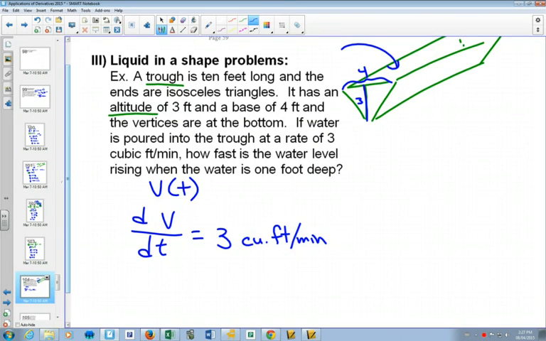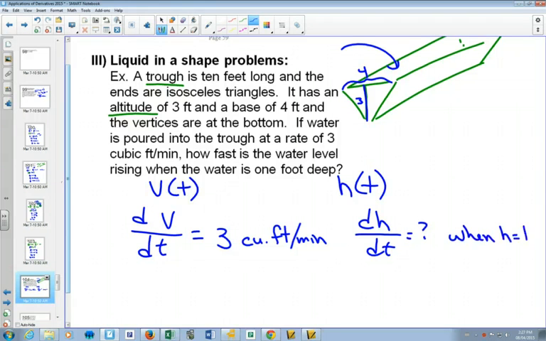So we're trying to find change in height over time. So that tells us that the height of the water is also a function of time when the water is 1 foot deep. So this is what we're trying to find when h is equal to 1.